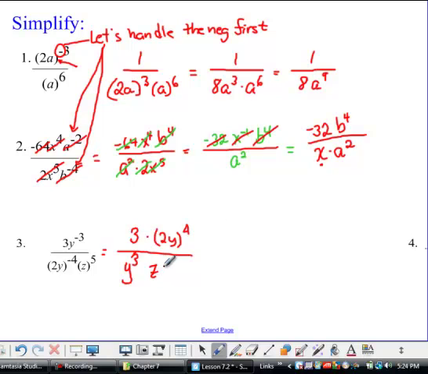And z to the fifth. All right, let's just clean this up now. 3, 2y to the fourth. 2 to the fourth is 16. Y cubed, z to the fifth. I'm going to clean that up still. 3 times 16 is 48. Y to the fourth and y to the third cancel out to y, because 4 minus 3 is 1, and then z to the fifth.